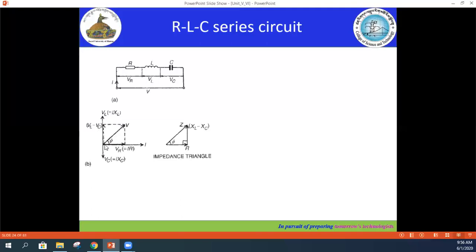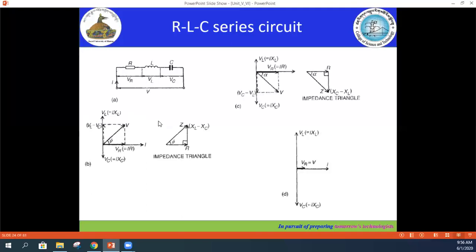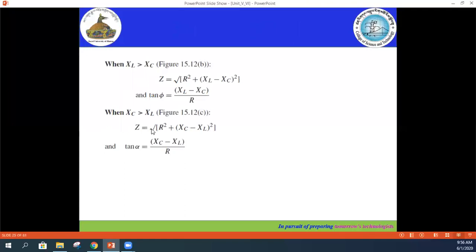So the height of this voltage triangle will be VL minus VC. You have the voltage triangle like this: on the x-axis at 0 degree we have VR, and on the y-axis we have VL minus VC. If we find the hypotenuse V using the Pythagoras theorem, then V will be equal to root of VR square plus (VL minus VC) whole square, right?